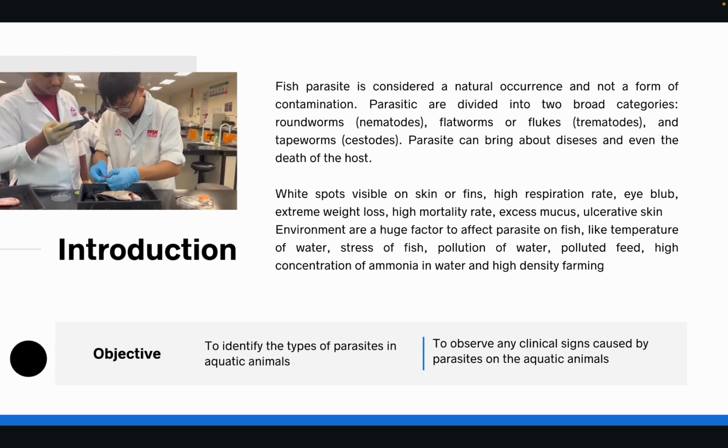So in this lab, we have two objectives. The first one is to identify the types of parasite in aquatic animals. Number two is to observe any clinical signs caused by parasites on the aquatic animal.